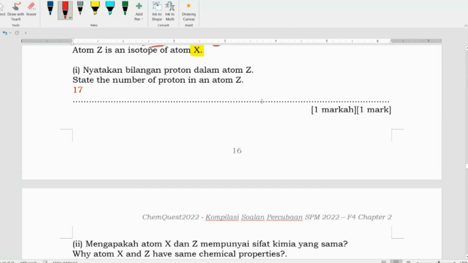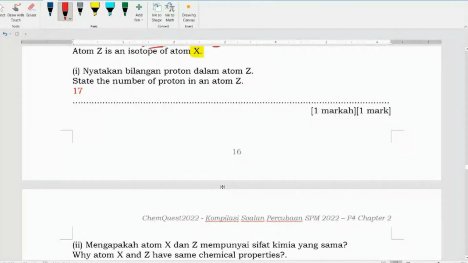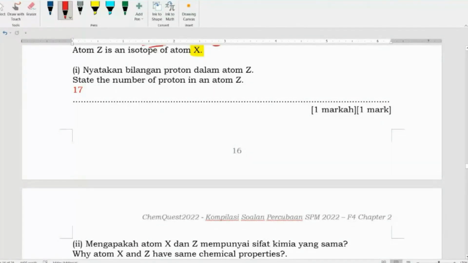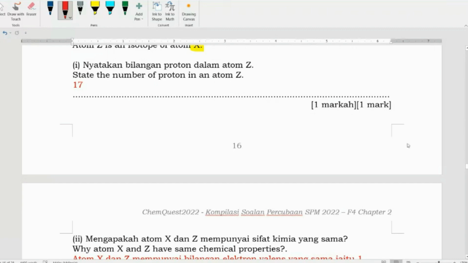Jonathan, can you read this one? Number 2. Why do atom X and Z have the same chemical properties? Have you tried this one? Why do they have the same chemical properties? Meaning that they are isotopes, right? Anyone? Jonathan, have you answered this question?